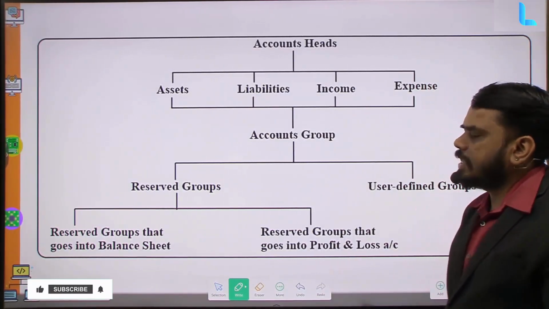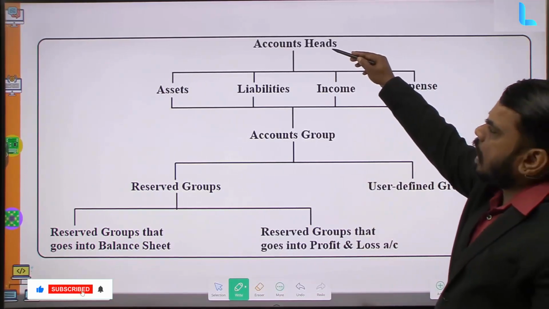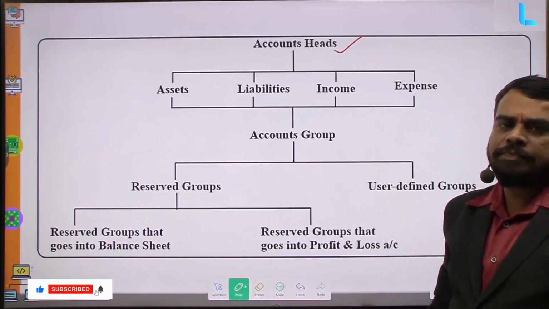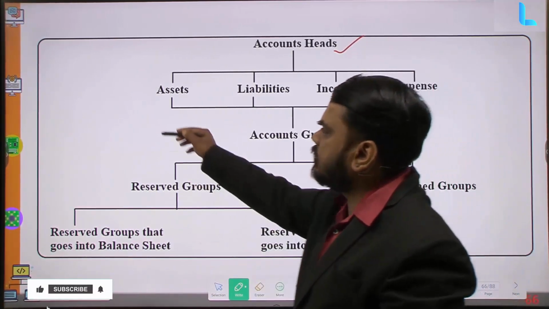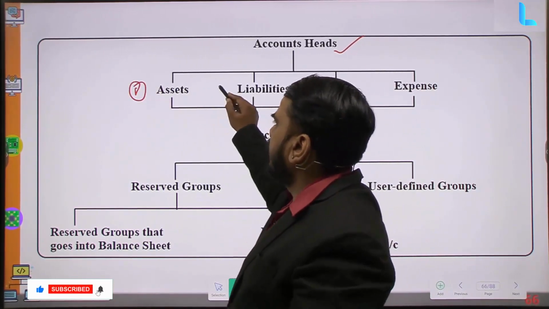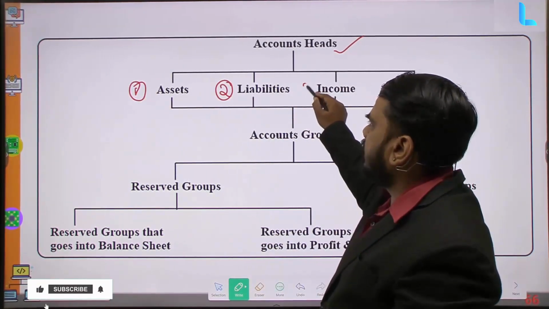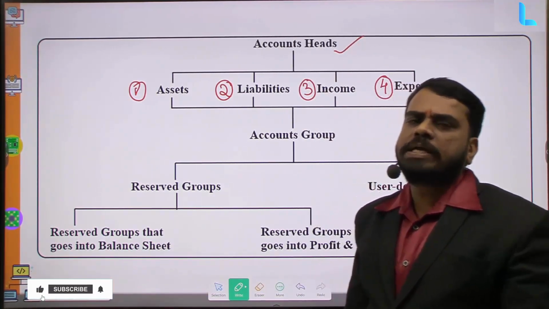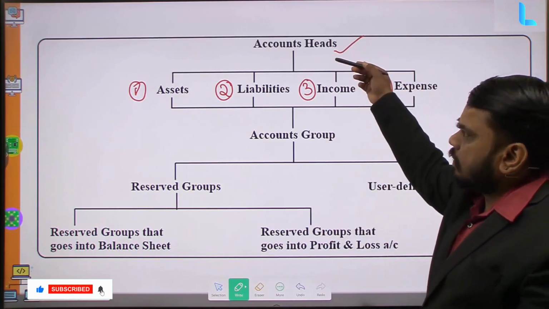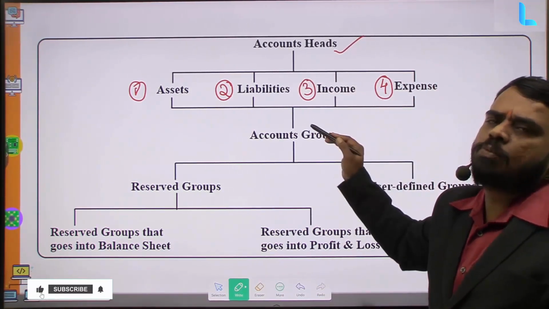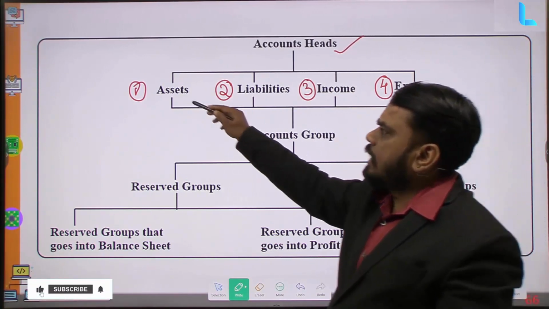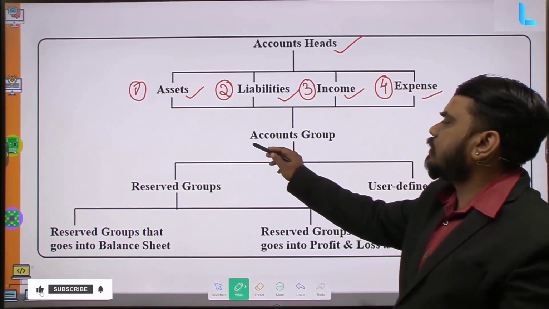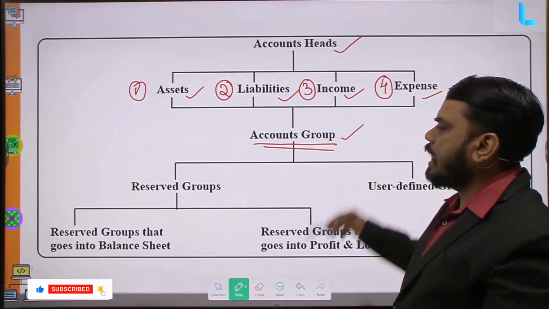Before this, you can see a diagrammatic representation here. The accounts are classified into account heads. How many account heads do we have? Yes, you are right students, there are four account heads. Number one, the assets. Number two, the liabilities. Number three, the income. Then the fourth is the expenses. These are the four main account heads. Whatever classification of accounts we have will fall under these four main account heads, that is assets, liabilities, income and expenses. Under these only, the account groups are categorized.